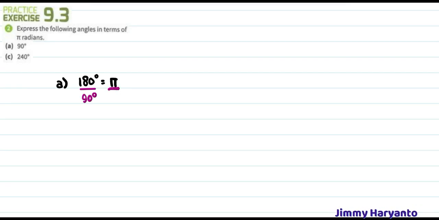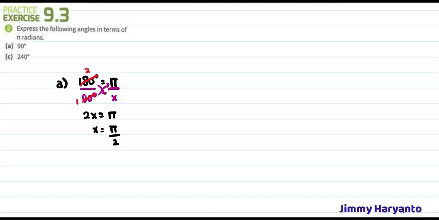So 90 degrees right here, and then this one is x. And then you can simplify the 90 and 180. Divide by 90, it will become 2, and this one equals 1. And then cross multiplication like this. So 2 times x equals 2x, and then equals pi. So x equals pi over 2 radians. So this is the A.